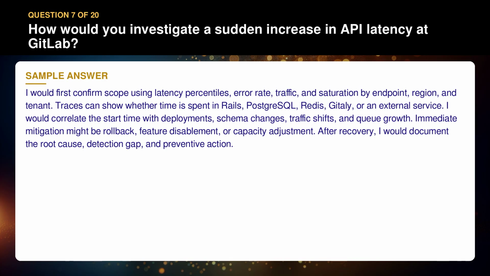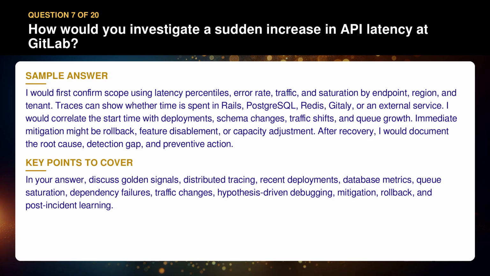Immediate mitigation might be rollback, feature disablement, or capacity adjustment. After recovery, I would document the root cause, detection gap, and preventive action. In your answer, discuss golden signals, distributed tracing, recent deployments, database metrics, queue saturation, dependency failures, traffic changes, hypothesis-driven debugging, mitigation, rollback, and post-incident learning.